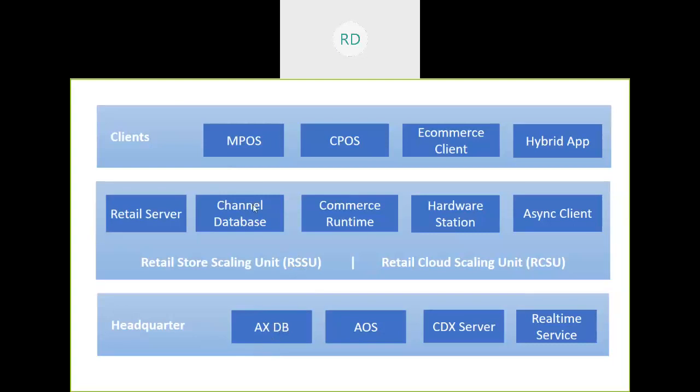or master data will be pushed from the HQ to the channel database. So this is about the second layer, that is the retail store scale unit or cloud scale unit. Now the third is simple, that is clients. Modern point of sale is the client. Modern point of sale.